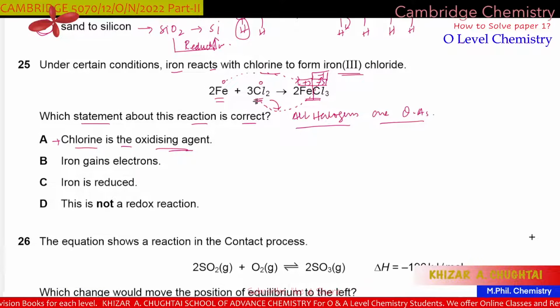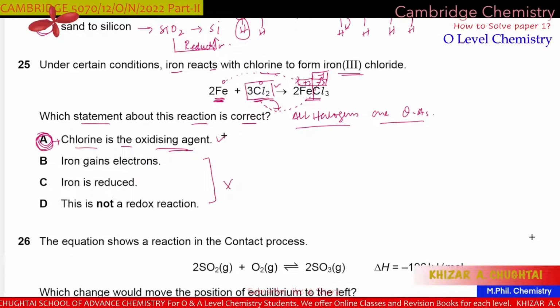An oxidizing agent decreases its own oxidation state and increases the oxidation number of the other element. So yes, this Cl2 is doing the same job. It's decreasing its oxidation state, but it is increasing the oxidation number of the other. So yes, it is correct. It is confirmed that Cl2, chlorine, is acting as an oxidizing agent. So A is the correct option. There is no need to check the other options. We have confirmed that chlorine is acting as an oxidizing agent, especially in this reaction.